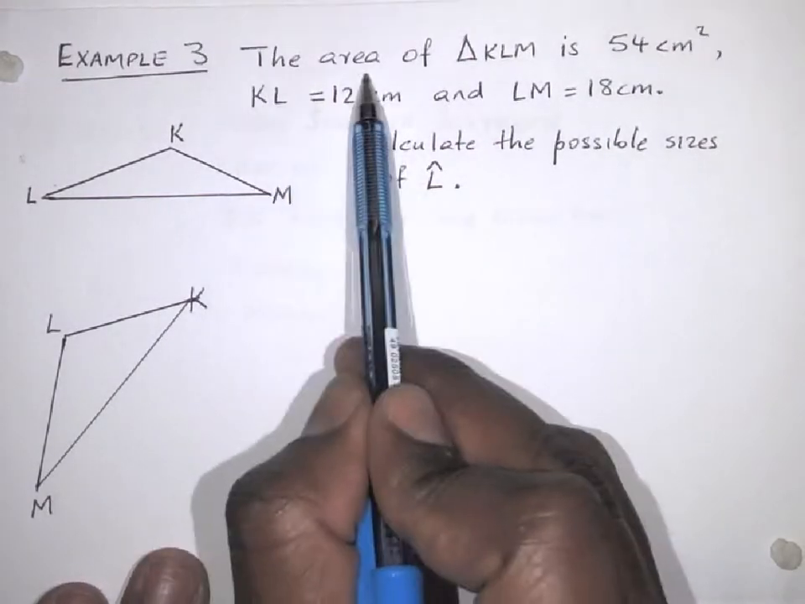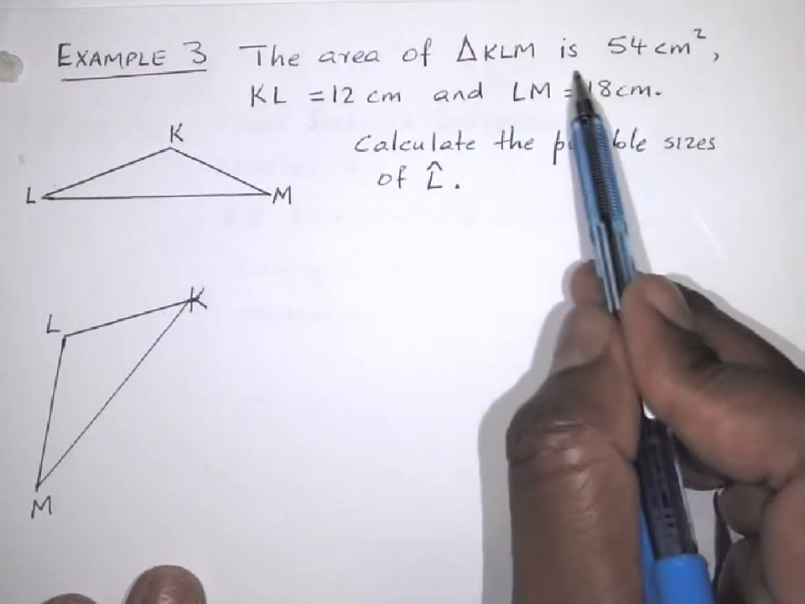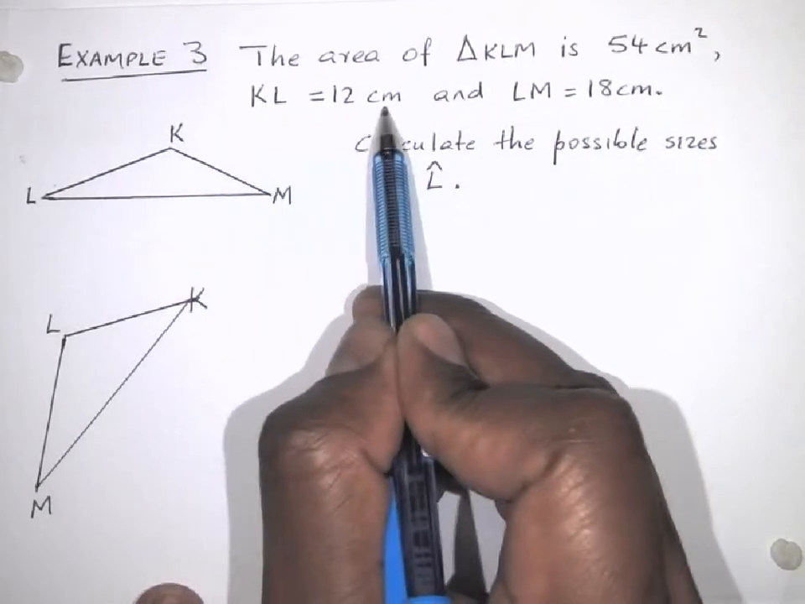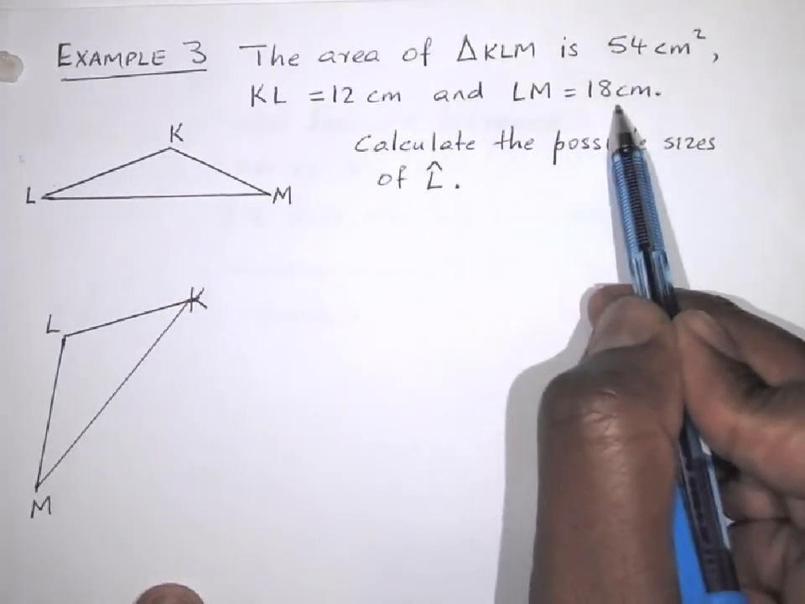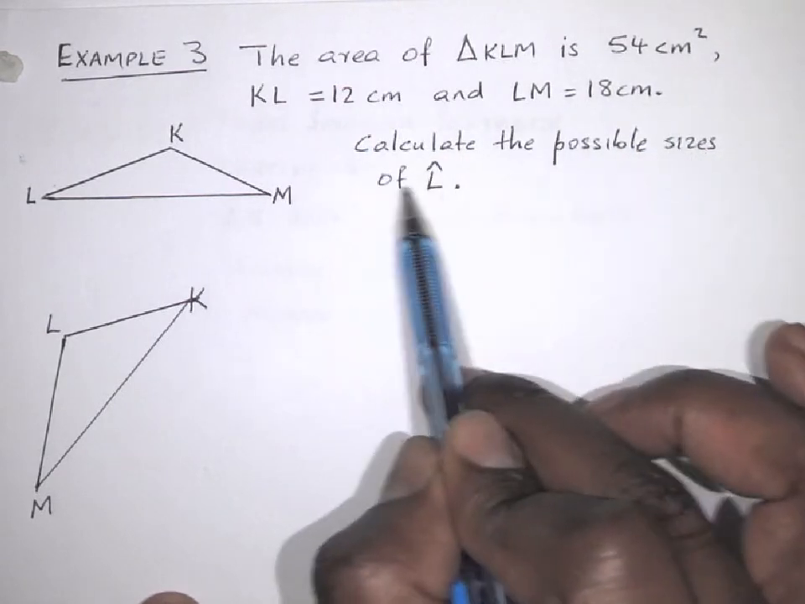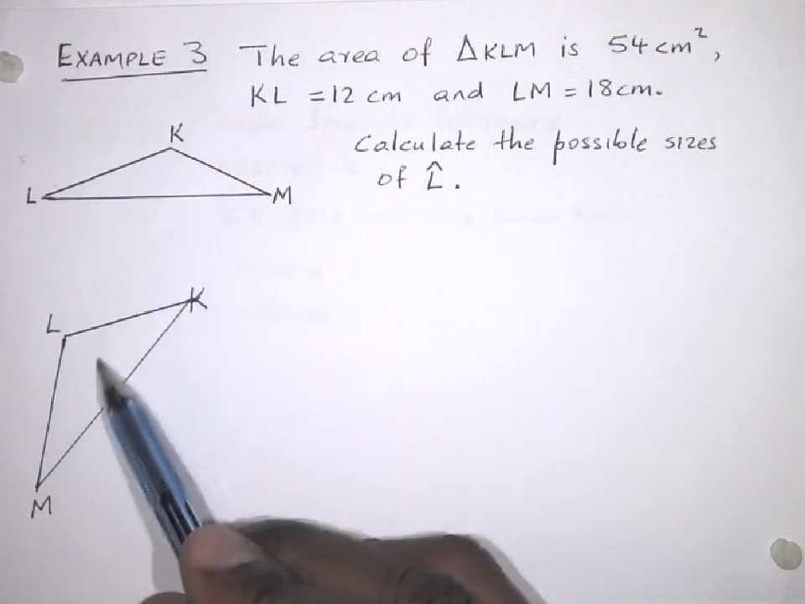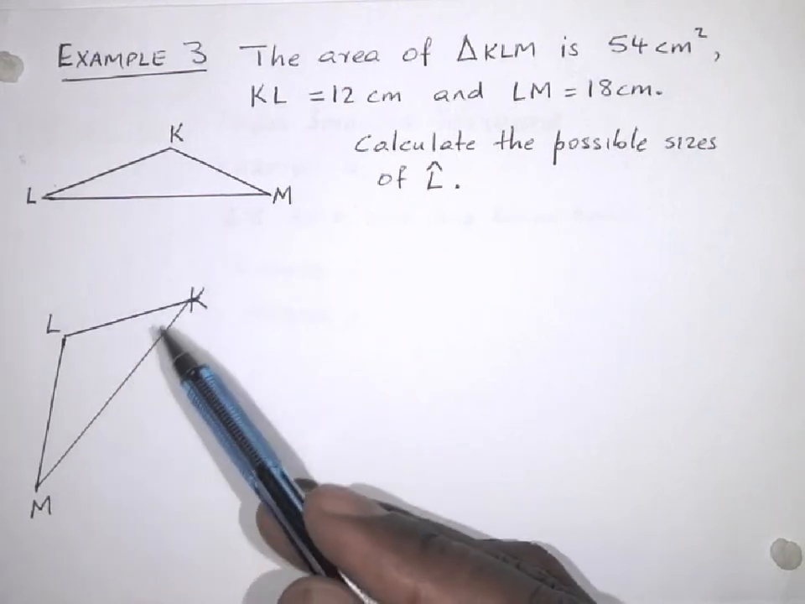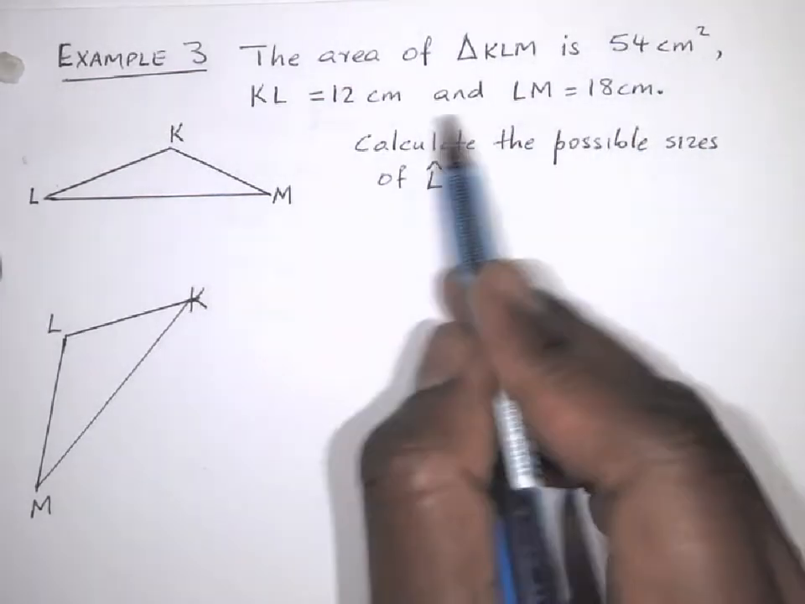They say the area of triangle KLM is 54 centimeters squared. KL is 12 centimeters and LM is 18 centimeters. Calculate the possible sizes of angle L. I've drawn two triangles to show that we can have two triangles here. So let's try and fill these things in.